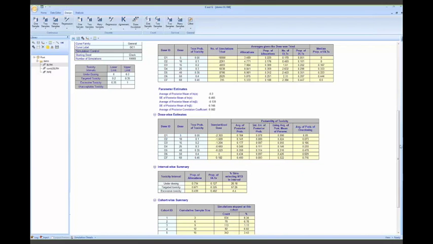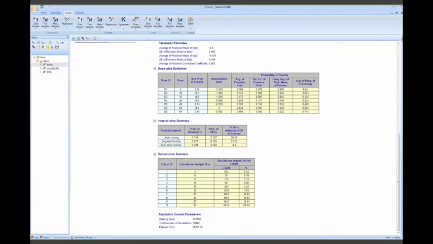And there are different other types of output in terms of the interval-wise summary, so how often you ended up allocating subjects in each one of the three intervals that we considered, targeted, overdosing and underdosing, and in terms of cohort-wise summary, how many times you ended up stopping with 3, 6, 9, up to 30 subjects, which was the maximum sample size.